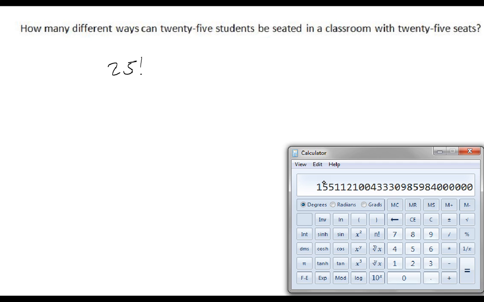And so that's all we need to know about permutations. If you use everything every time, then it's just that number factorial, and you will correctly have the number of choices available.